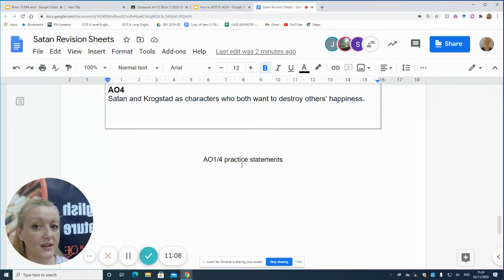Hand on heart, I think that you should do this for all the main characters of all the main texts you study. I think if you had a revision sheet like this on Offred, on Winston, on Nora, I think you'd be very, very well prepared.